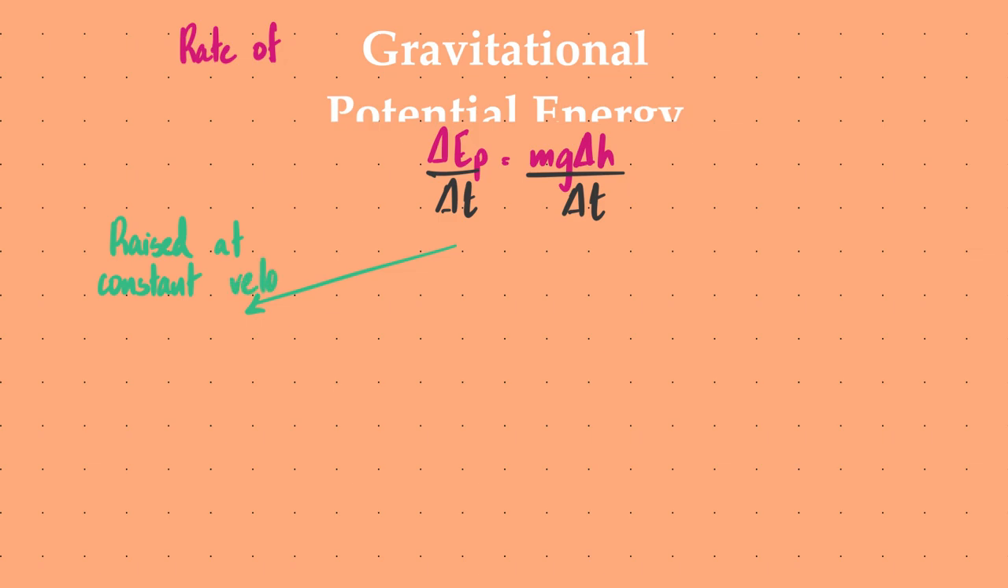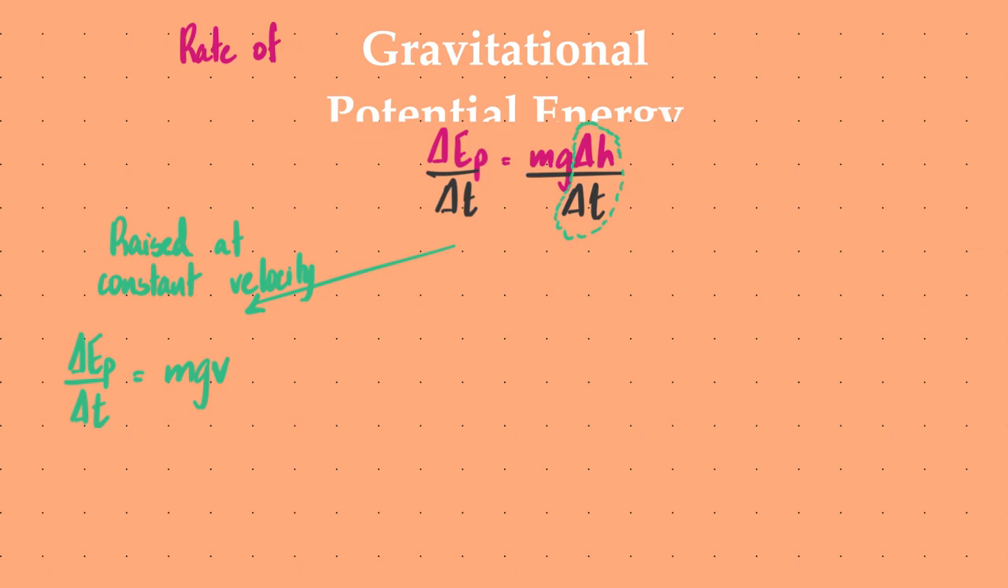In such cases, the question would give you the mass, the gravitational acceleration, and the velocity of something, and you would be asked to find the rate of increase of gravitational potential energy. In such questions, what you have to remember is that delta h over delta t can basically act as your velocity. So in that case, the rate of increase of potential energy would become mgv, right? So delta h over delta t basically became v.